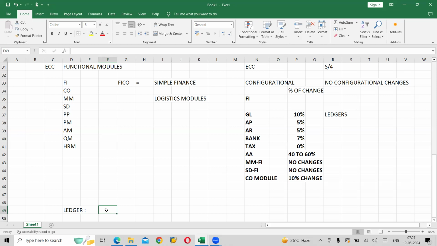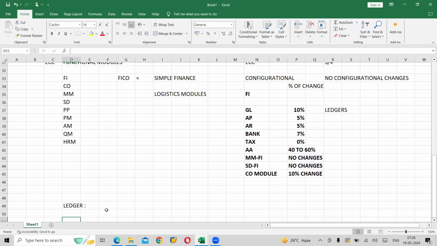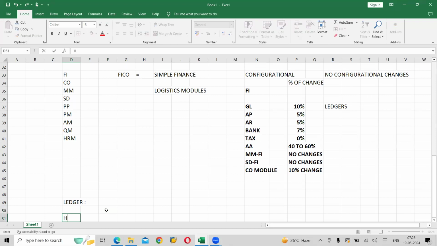I'll just write it down. Just write it down because as per interview, we can't say our own thing. I'm mentioning here, what is ledger? As per interview point also. What is ledger? Already we discussed in depth.